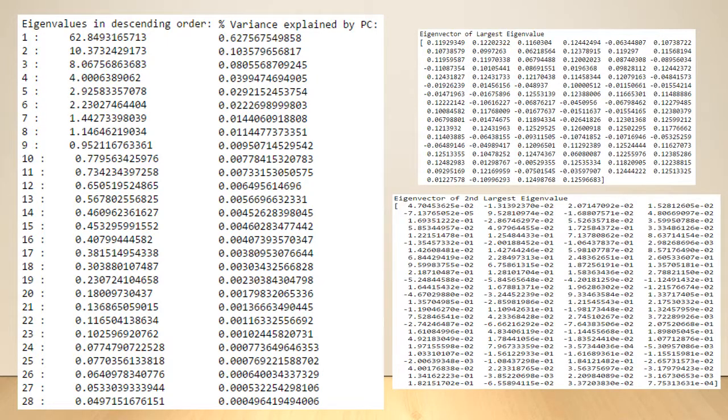Now that we have obtained the eigenvalues and their corresponding eigenvectors, we can see that the first eigenvalue and its corresponding eigenvector explains about 62% of the variance of the data. The second eigenvalue with its corresponding eigenvector explains about 10% of the remaining variance of our data. And from here, the variance explained gets smaller and smaller as the value of eigenvalues decreases. That means we can drop all the smaller eigenvalues and their corresponding eigenvectors.